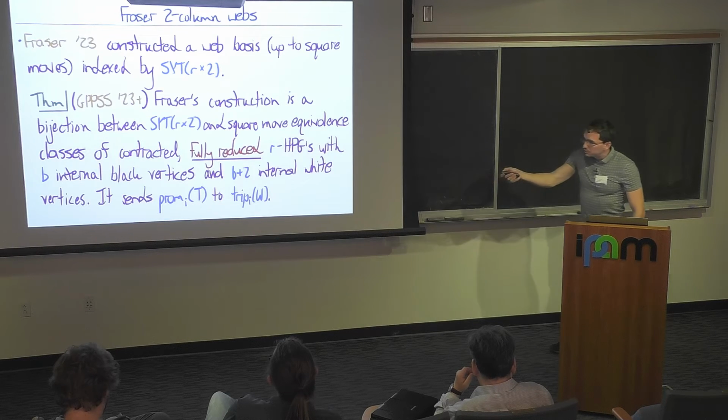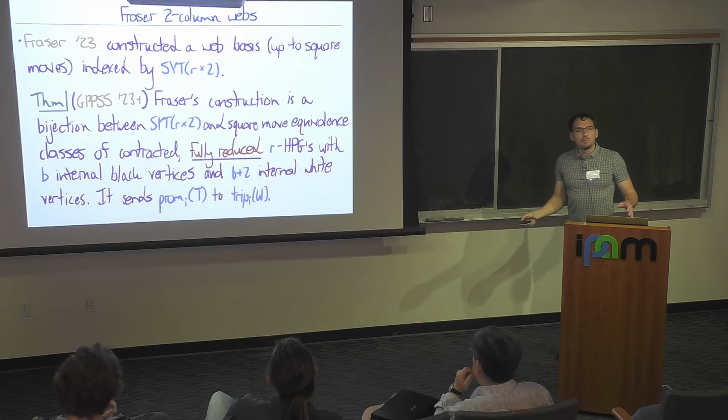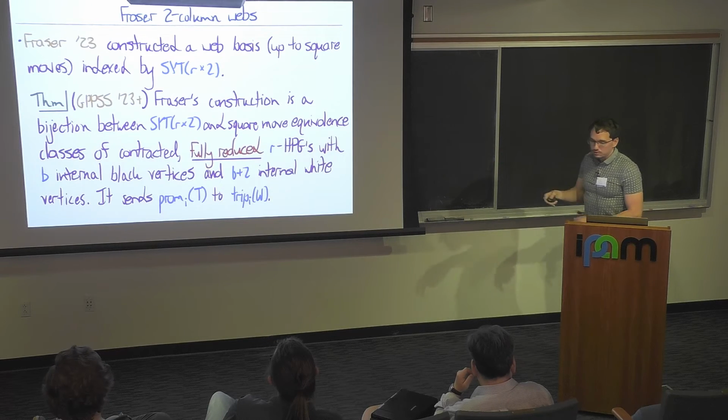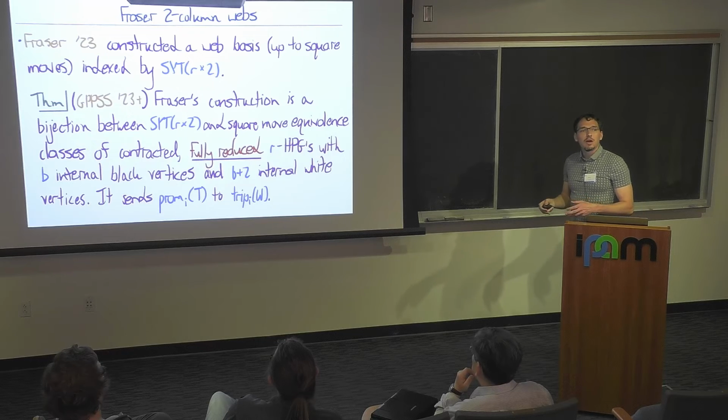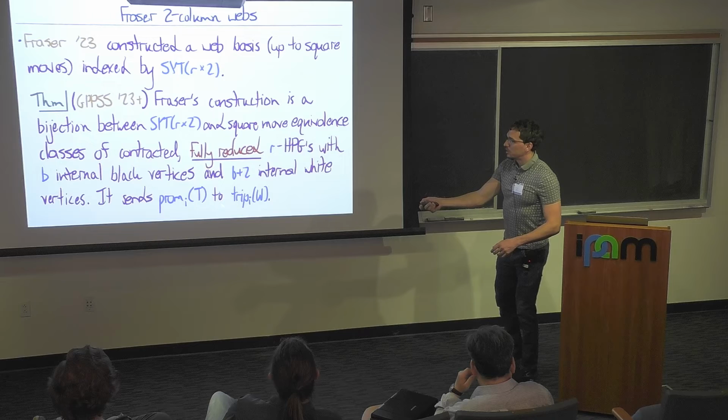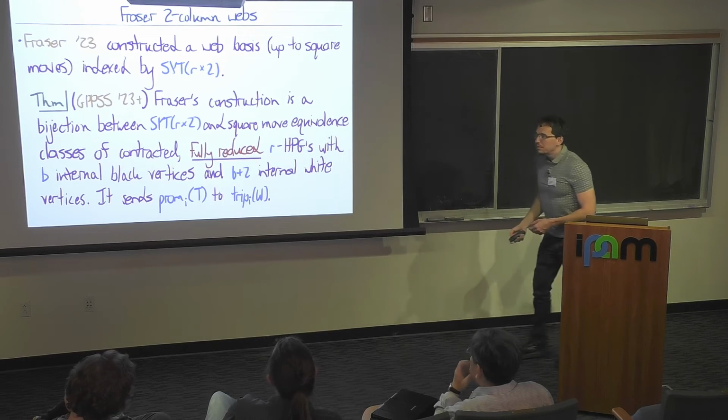So we have a notion of fully reduced where you forbid sort of bad trip behavior, and it turns out Fraser's combinatorial construction sort of precisely gives you the image of that construction. So it sort of fits very beautifully into our framework. Also, promotion and trip are the same.